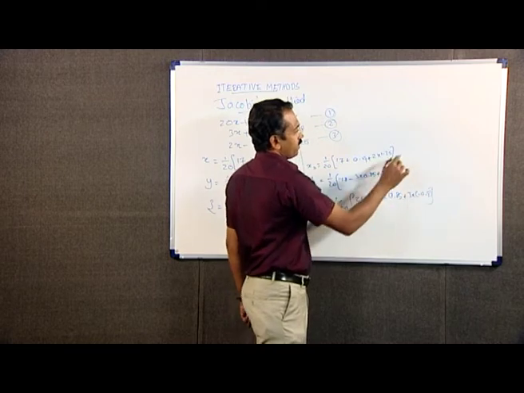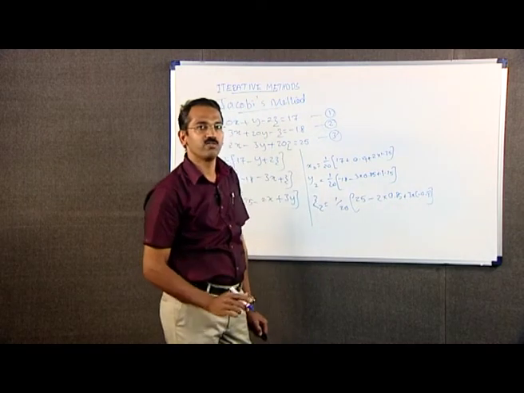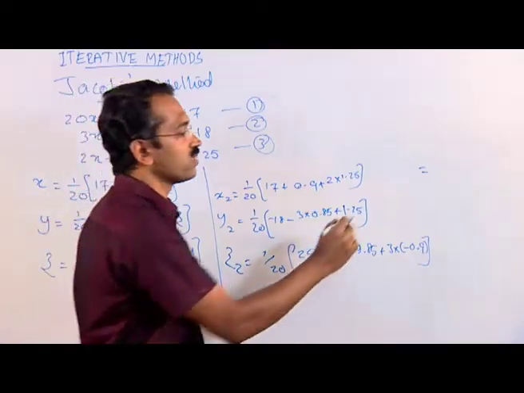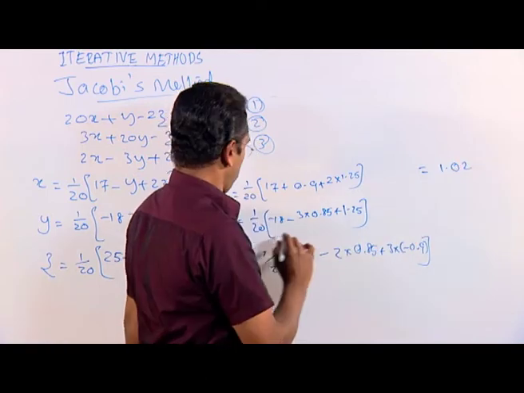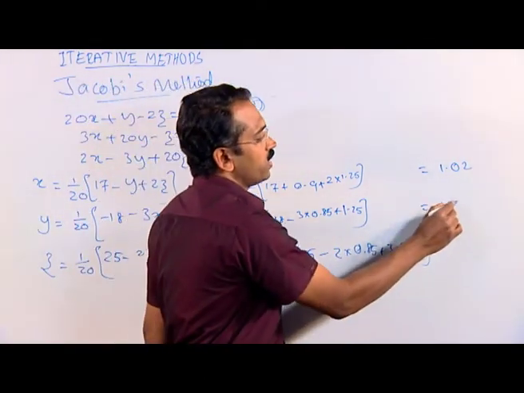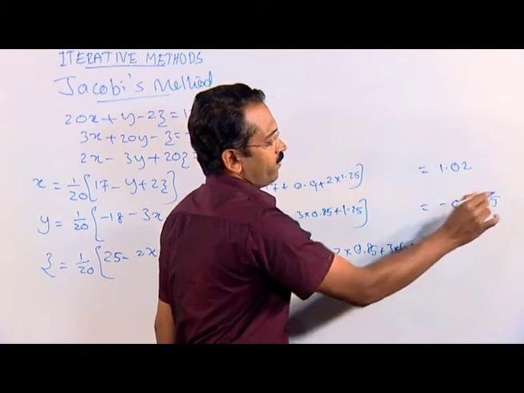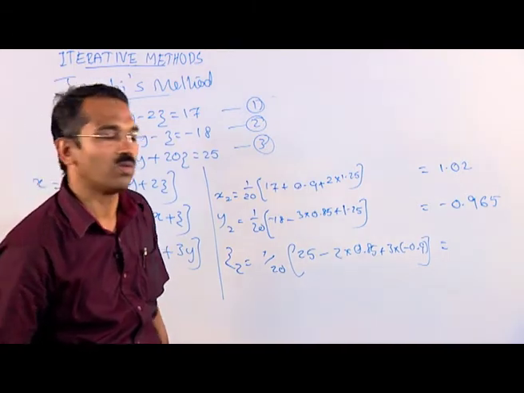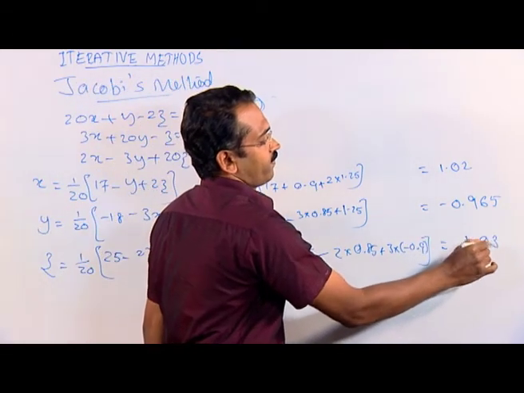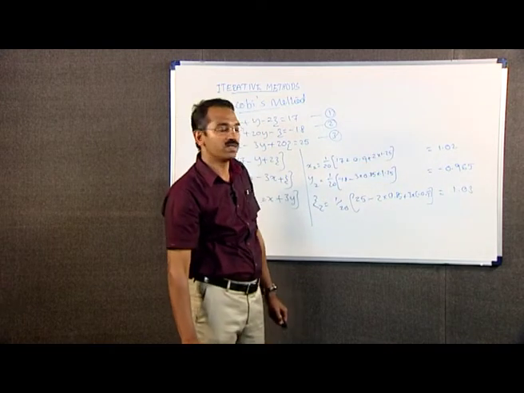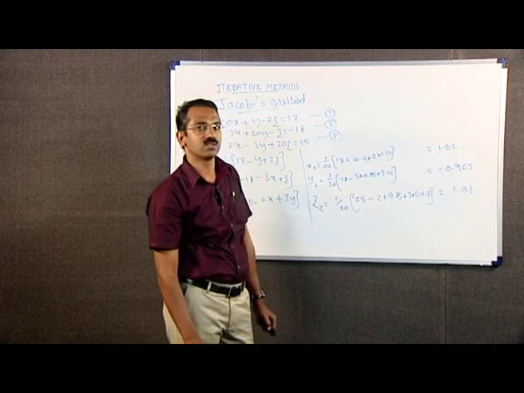On simplification, we will get x2 equal to 1.02, y2 is equal to negative 0.965, and z2 is equal to 1.03. These are the second approximate values of the required solution of the given system.